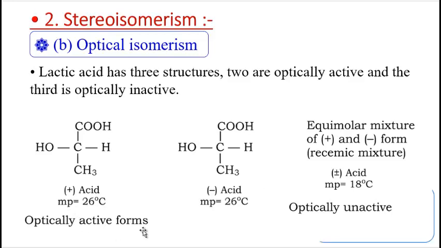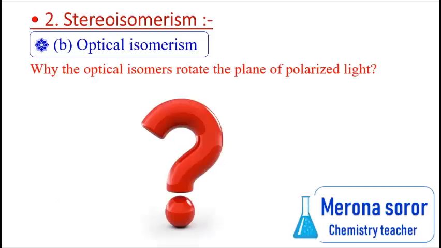Optically active, optically active, optically inactive. Melting point 26 degrees Celsius, 26 degrees Celsius, 80 degrees Celsius. Why? The optical isomers rotate the plane of polarized light.